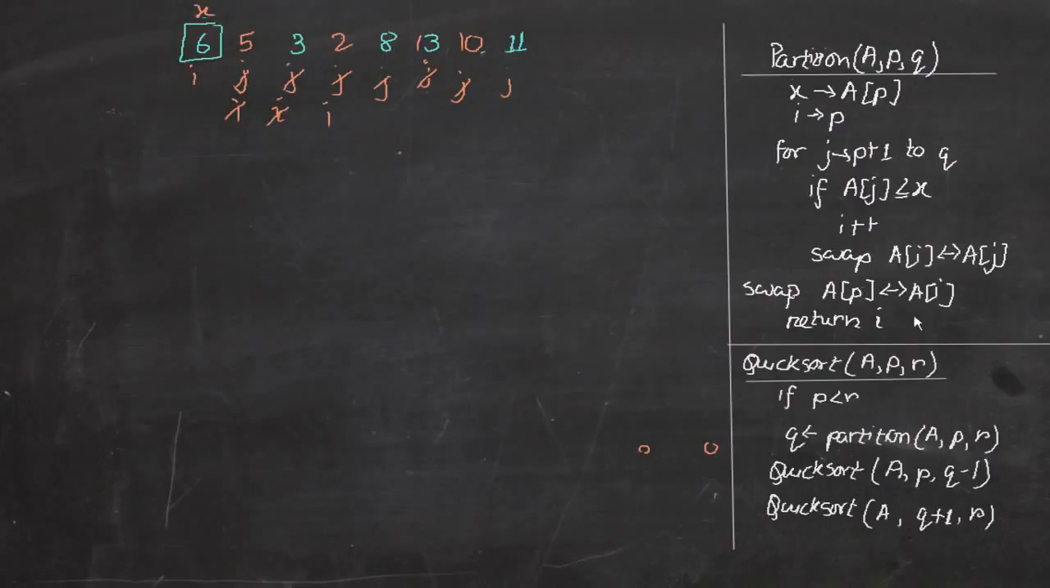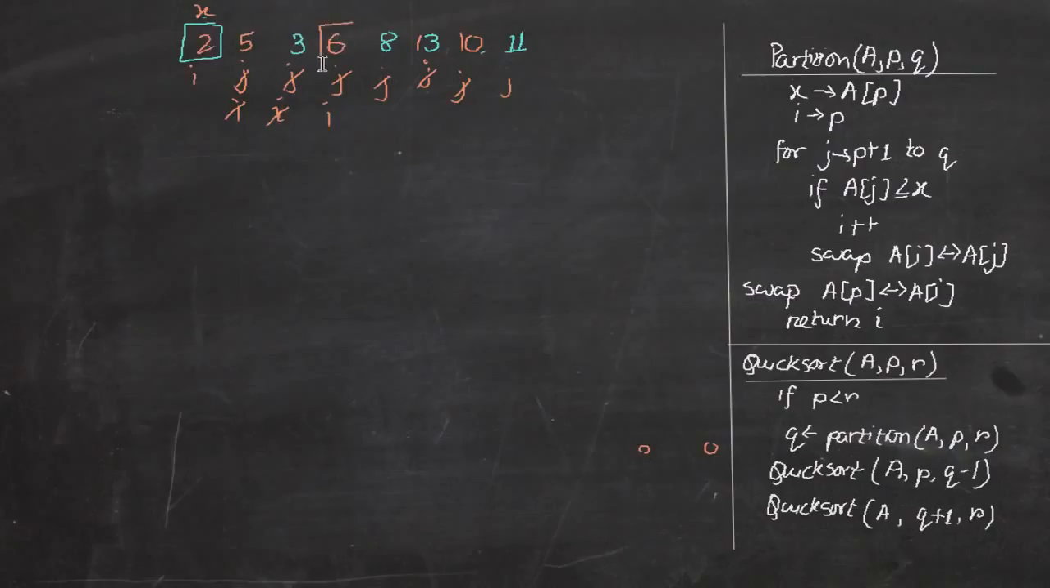We swap AP and AI, and AP is what? This one, that is X, and AI is what? This one too. So 2 and 6 we swap. So let's swap it. Here's 2, 6. And then we return I.